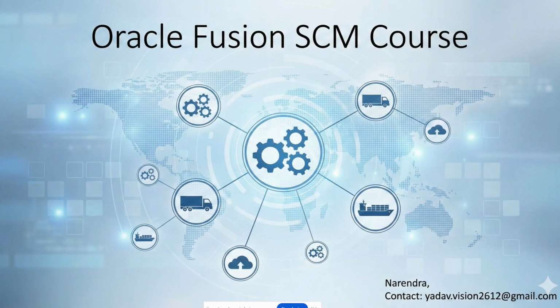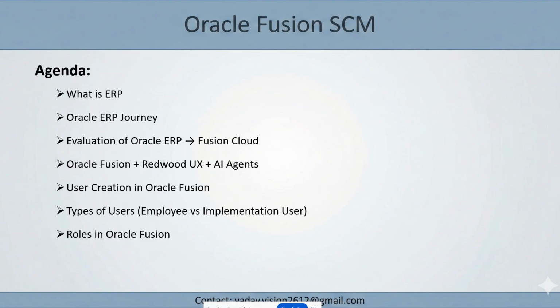So today we are discussing the Oracle Fusion SCM course. This is the agenda for today. Majorly we are going to discuss what is ERP and how the Oracle ERP journey started, the evolution of Oracle ERP till the Fusion Cloud, and what is meant by Oracle Fusion. What is the Redwood UX, and what are AI agents? We'll start with a very basic one: user creation, how many types of users we have, the difference between an employee and an implementation user, what is meant by a role, and the types of roles we have in Oracle.